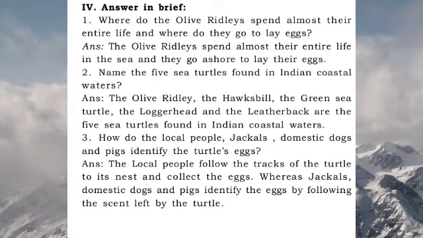Number 3. How do the local people, jackals, domestic dogs, and pigs identify the turtle's egg? The local people follow the tracks of the turtle to its nest and collect the eggs, whereas jackals, domestic dogs, and pigs identify the eggs by following the scent left by the turtle.